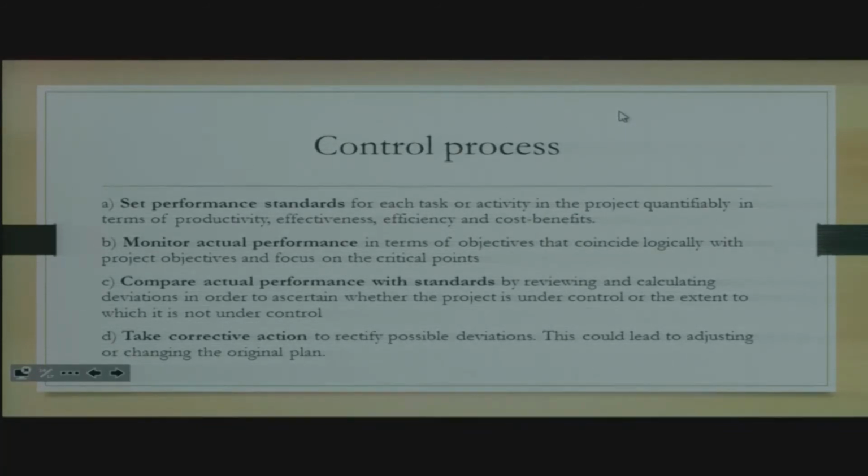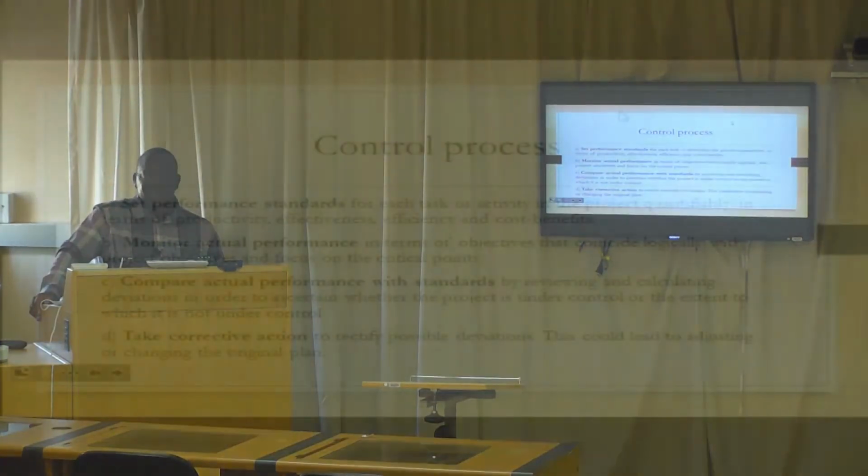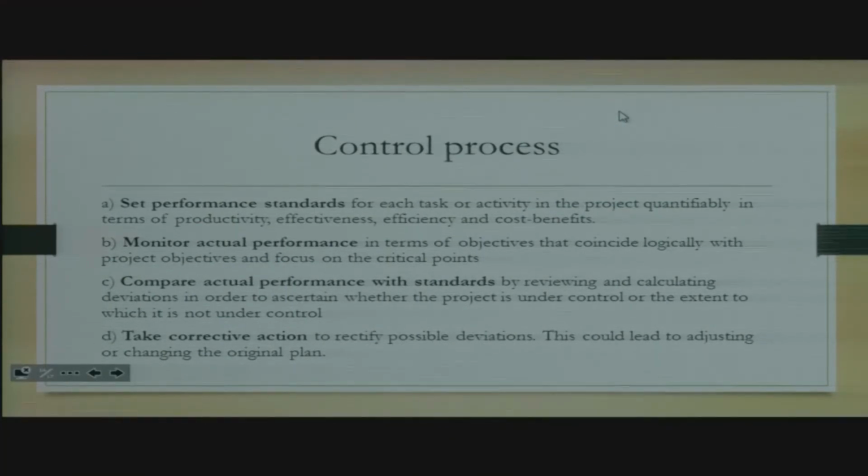B, you can monitor actual performance in terms of objectives that coincide logically with project objectives and focus on the critical points. You monitor if everything goes as planned. Number C, you compare actual performance with standards, whatever that you manage to do, comparing with the standards that you set. Do you see any deviations there? Then if ever there are deviations, then you need to come up with corrective actions.